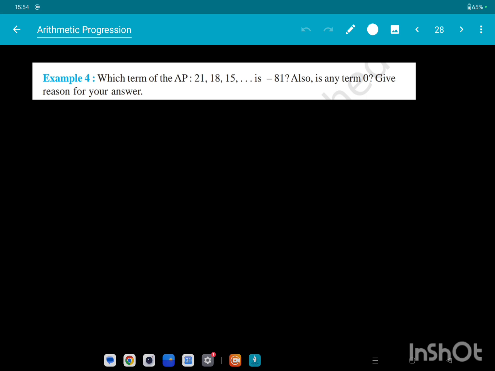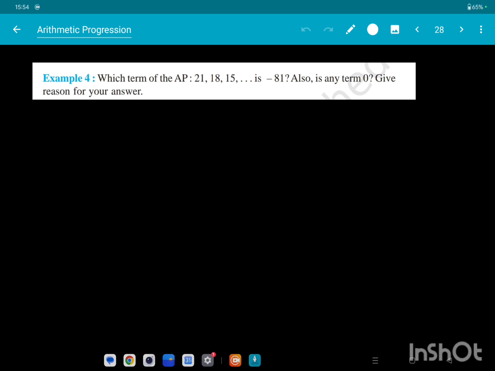Here the next problem is: which term of the AP is minus 81? So we need to find which term is minus 81. Also, is any term 0? We also need to find whether any term is 0 in this AP, and give a reason for your answer. First we will see the first question: which term of the AP is minus 81?